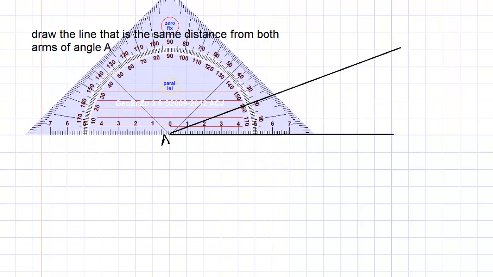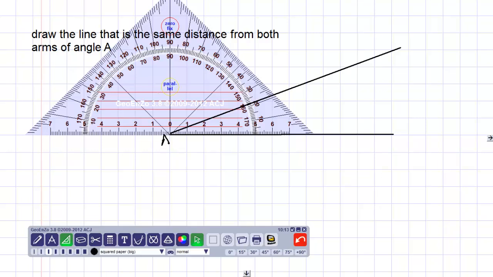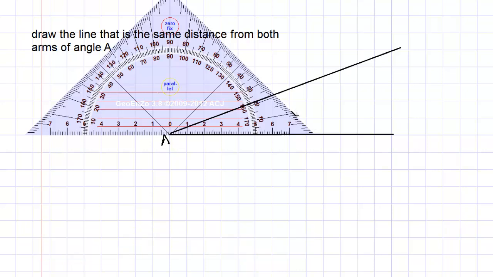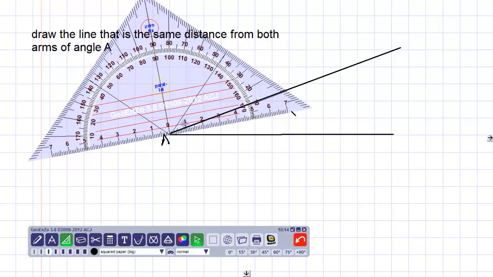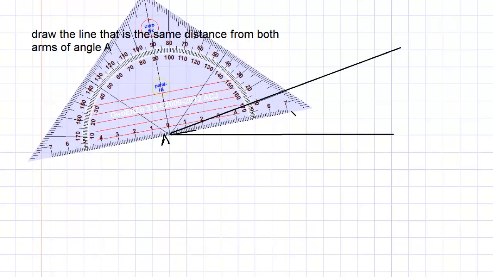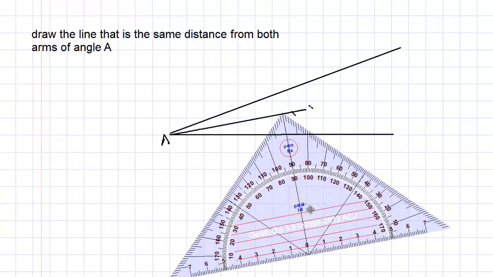So what you do is put the 0 right onto there, and then make sure this edge is aligned here. And then you read off, and I read about, I'll say, 21 degrees. And then half of 21 is 10.5, so I put a mark here. And then I draw this, so it's about right. And now I've drawn the bisector, or have I?